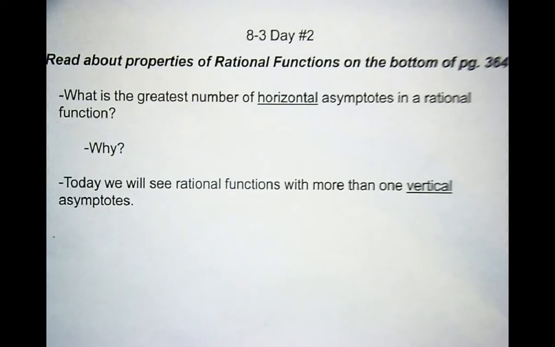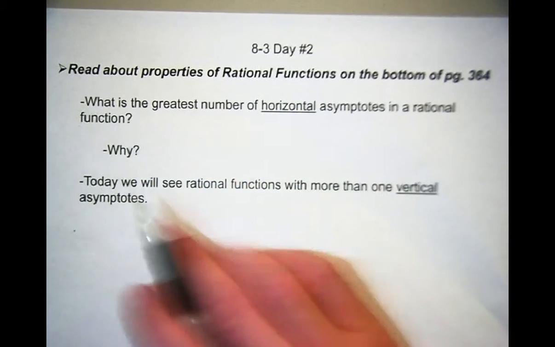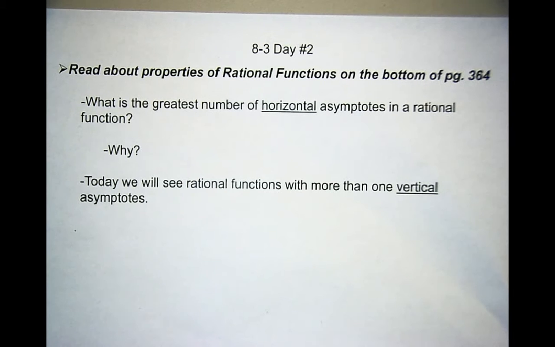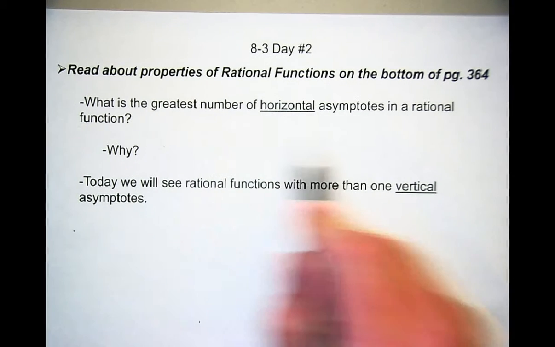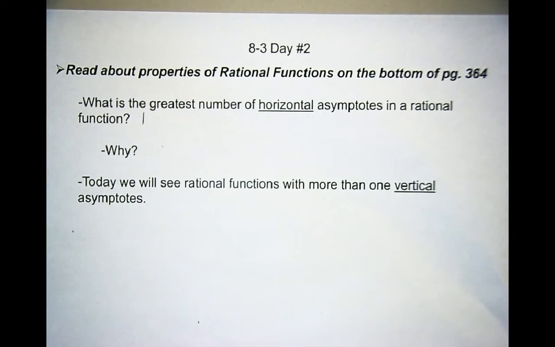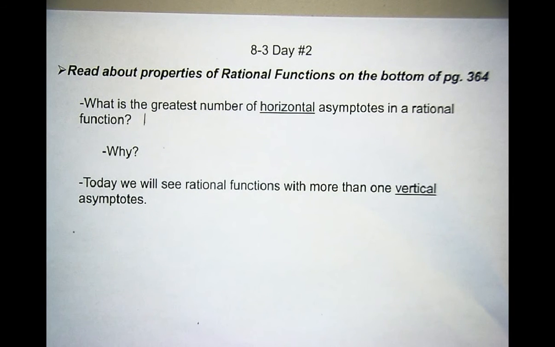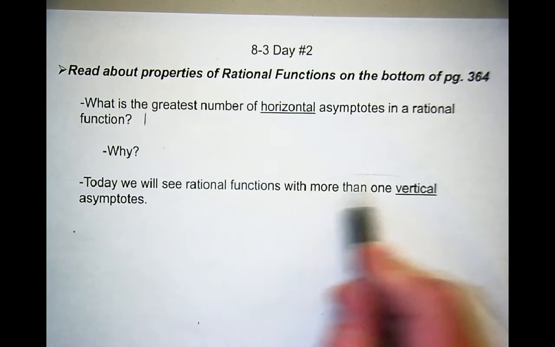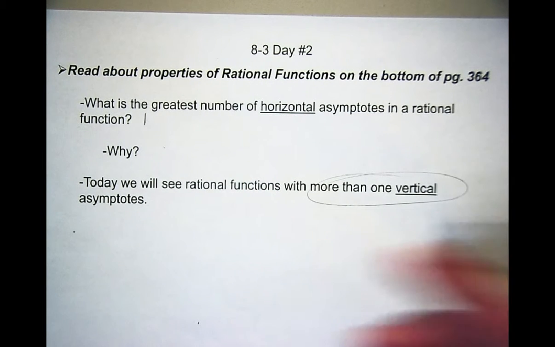Let's take a look at this. Read about the property. Okay, we've kind of done that. What's the greatest number of horizontal asymptotes we can have then? The greatest number is 1. We can't ever have more than one horizontal asymptote. Now we can see more than one vertical, but you can't have more than one horizontal.